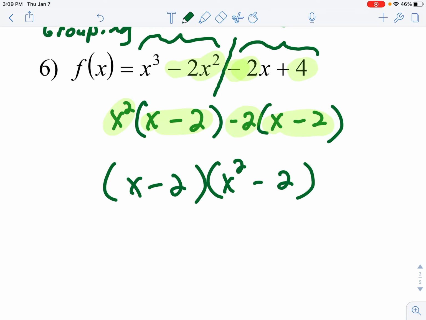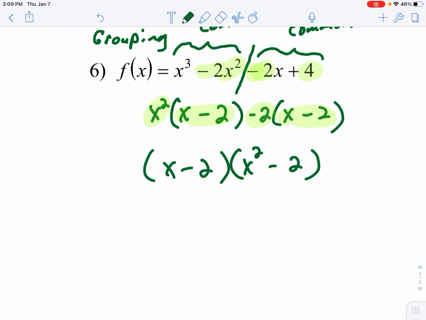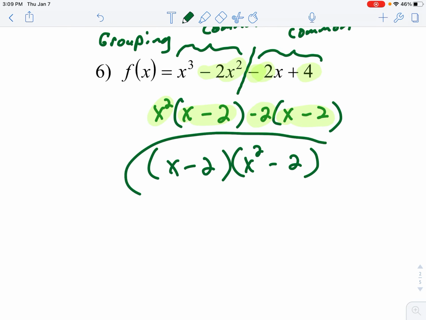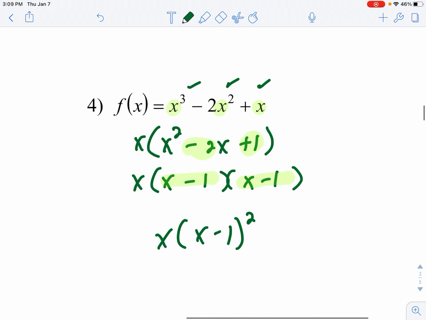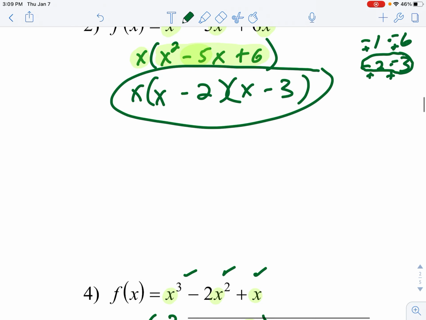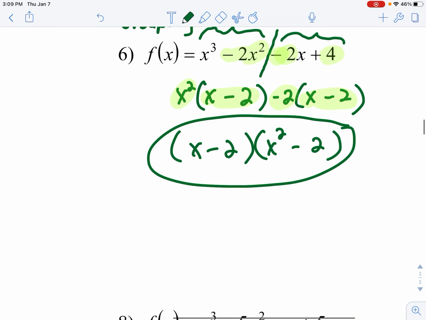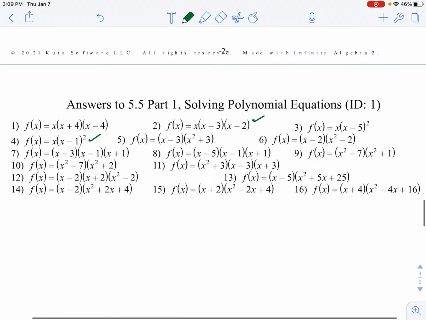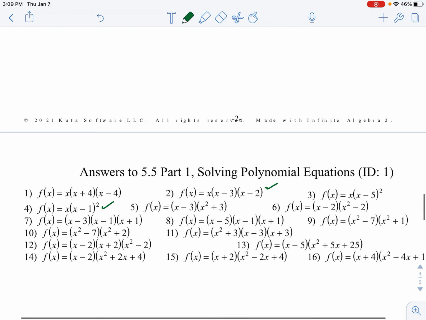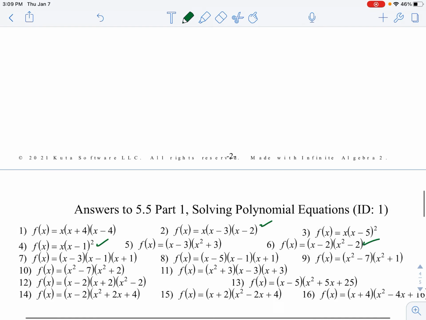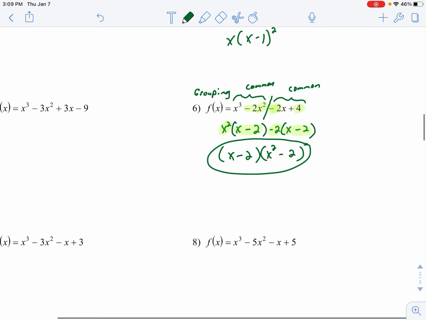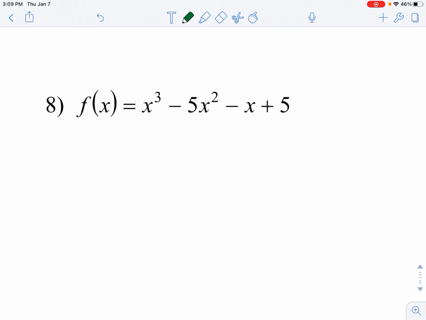So when you do the grouping method, the result looks a lot like the result of trinomial factoring, but it's just a different method. But that should be the answer now to number 6. Let's check, and there it is. Now, if you didn't quite get that, that's okay. Number 8 is going to be sort of repetitious.